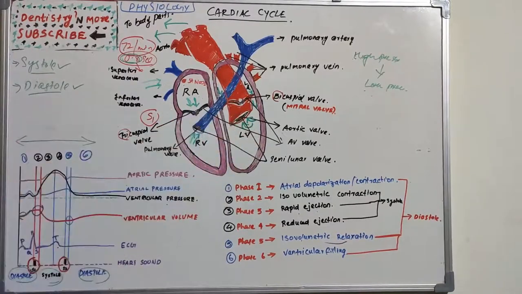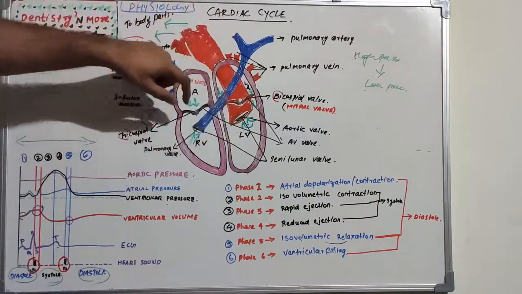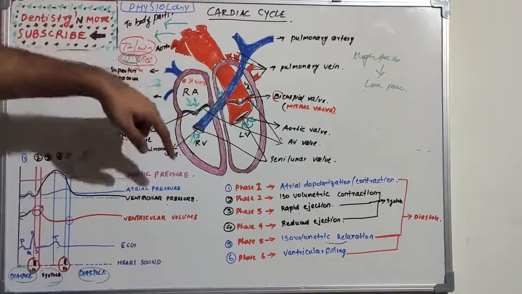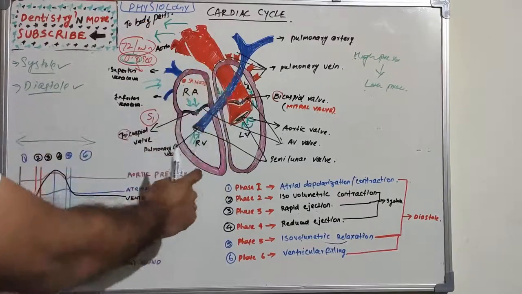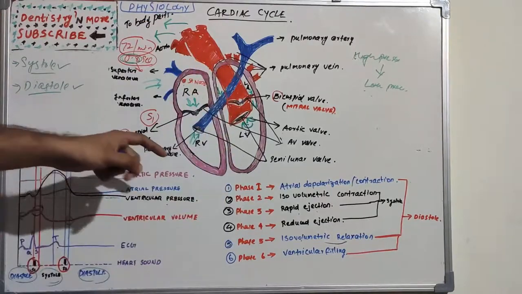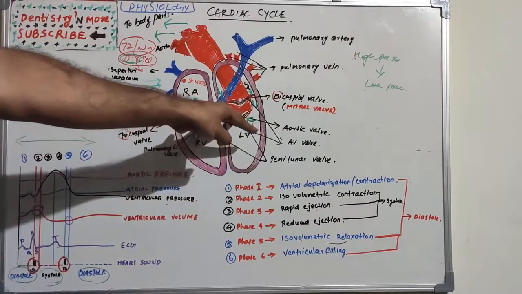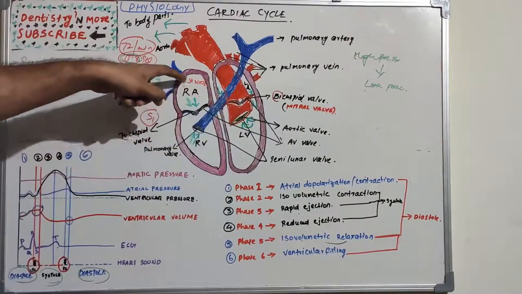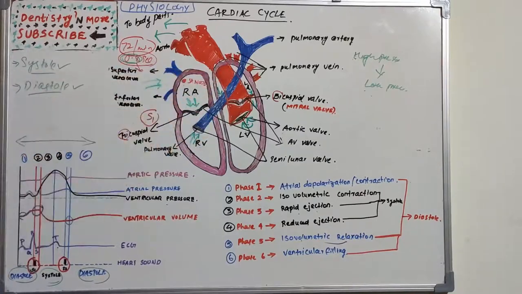After isovolumetric relaxation, again the pressure is low, so the passive filling will be happening from the right and left atrium to the right and left ventricle. Because the pressure is low here, the semilunar valves are closed, but the passive filling from the atrium to the ventricle happens. That is ventricular filling.